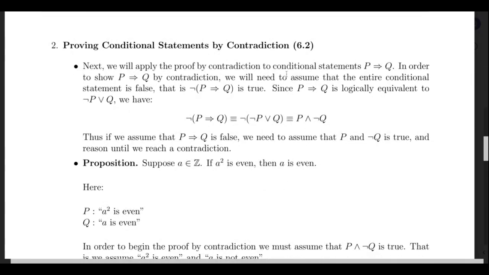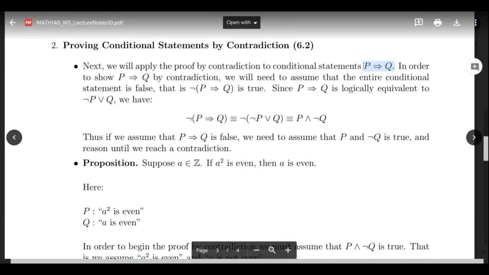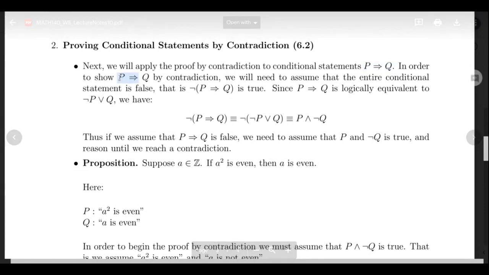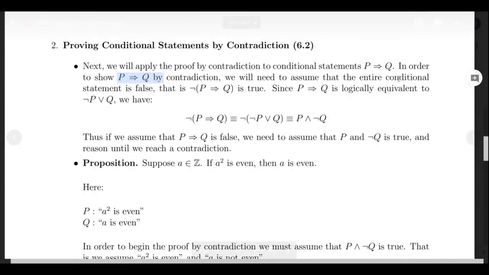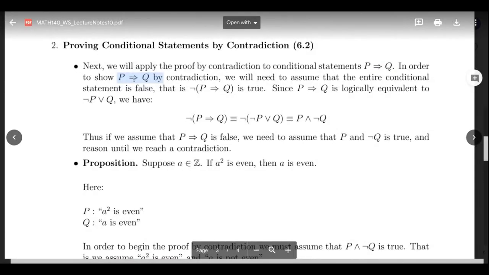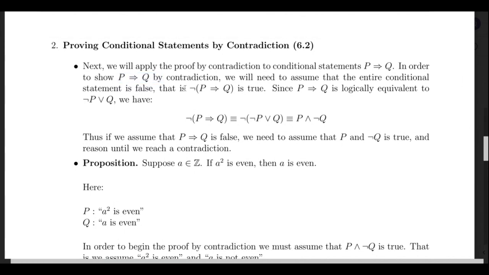Okay, let's see. We have a conditional statement, P implies Q. Let's see how to prove P implies Q by contradiction. So we will need to assume that the entire conditional statement is false. So we want to negate the whole thing. We assume not (P implies Q).